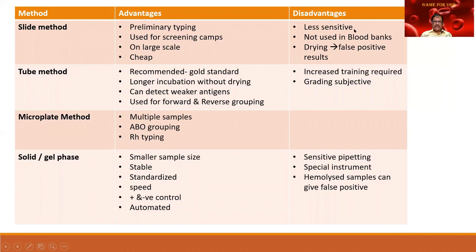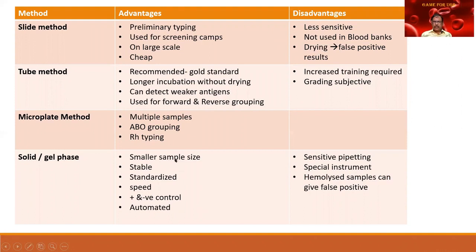Disadvantages, it is less sensitive. Sometimes there can be false positive results. Tube method is a gold standard method, but there is increased training required, and the grading, which I mentioned earlier, can be subjective. Subjective means it varies from person to person, from technician to technician. That is not a disadvantage, but it should be used with caution. Microplate, multiple samples could be run for ABO grouping, for Rh typing. The gel method I have demonstrated earlier.